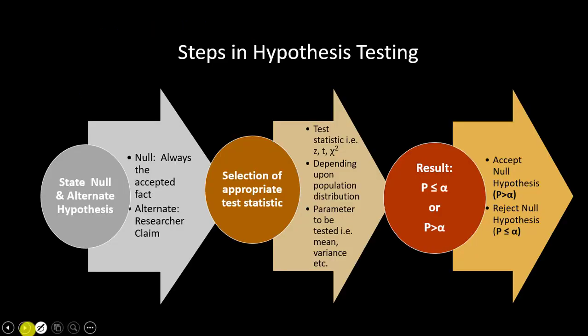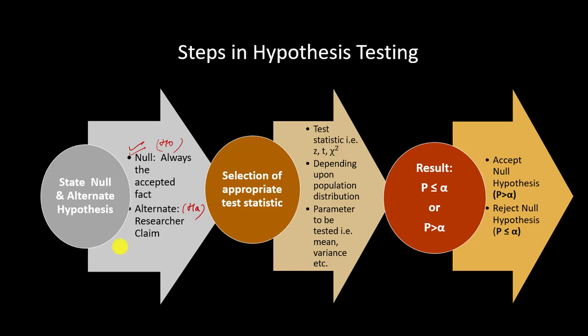This is the brief outline of the steps which you follow in hypothesis testing. First of all, we write down the null hypothesis and alternate hypothesis, where the null hypothesis is always the accepted fact about a certain parameter. For example, it's a fact that the mean length of the chocolate produced from a given factory is 10 centimeter, or mean rainfall in a particular region is 70 centimeter. While the alternate hypothesis is the researcher's claim. So the researcher can provide the hypothesis about any parameter.